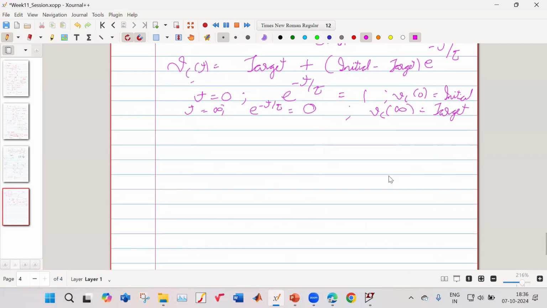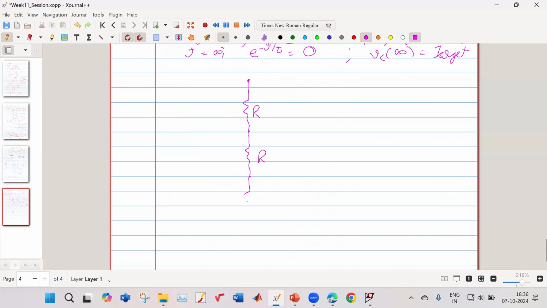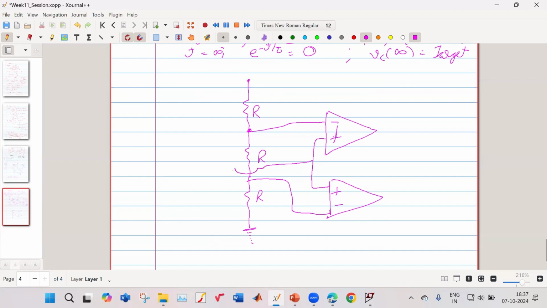Let us say we have a resistor here, another resistor here, another resistor here, which is connected to your ground. Next, I have a set of op-amps. This is connected here, this is connected here. And these two are connected to some voltage, let us say Vx. This is your V supply.